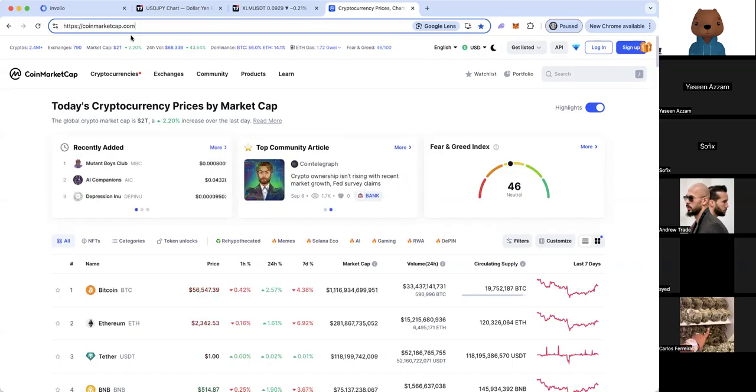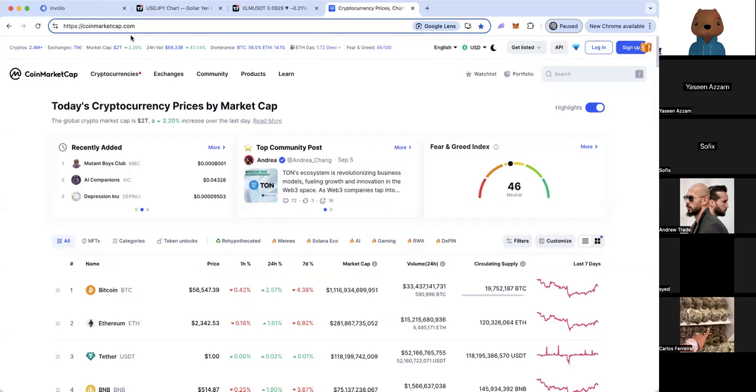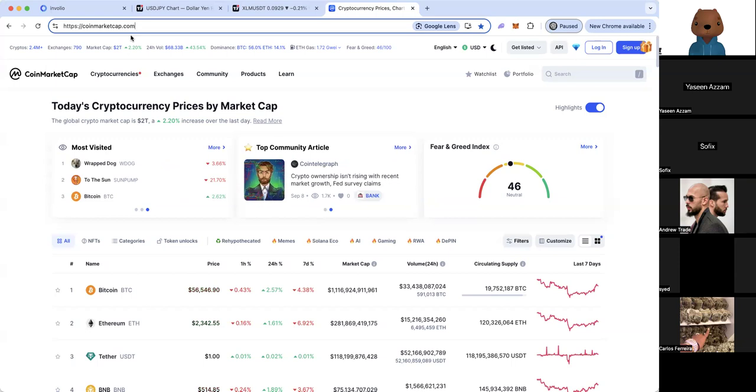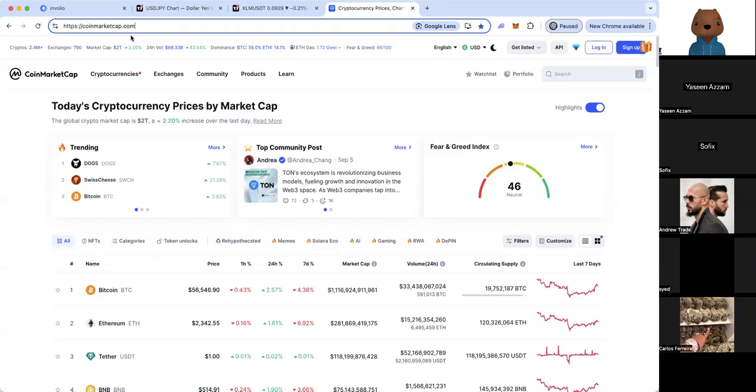You got TradingView.com. And you got CoinMarketCap.com. I hope you guys are writing this down because I'm writing it down too. Okay. CoinMarketCap.com.